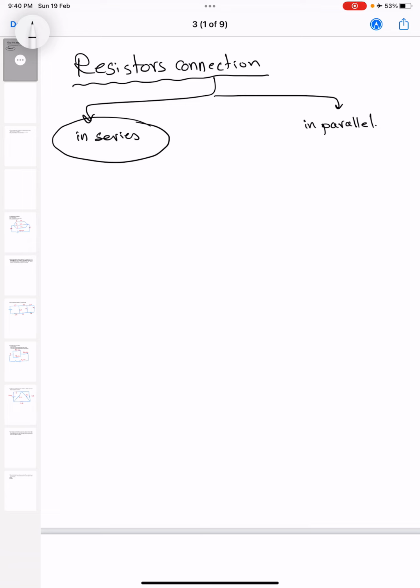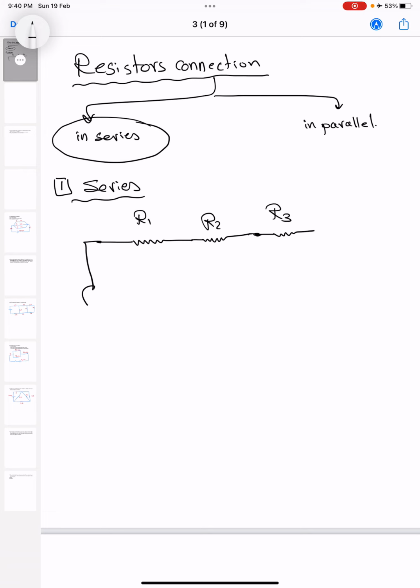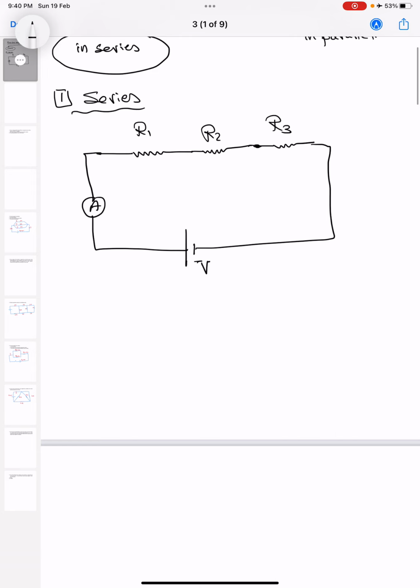Let's talk about the first method, series. Series is like that. This is the first resistance R1. This is the second resistance R2. This is the third resistance R3. Connected to an ammeter and a power supply or battery, V. In this circuit, we see the current I.